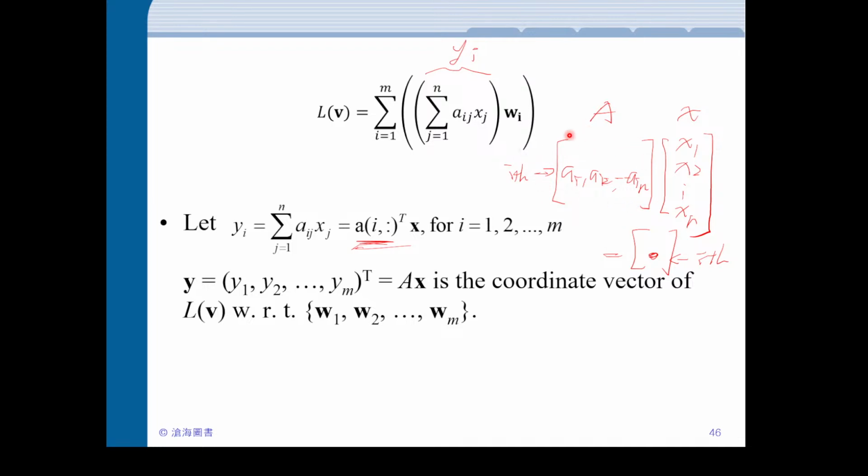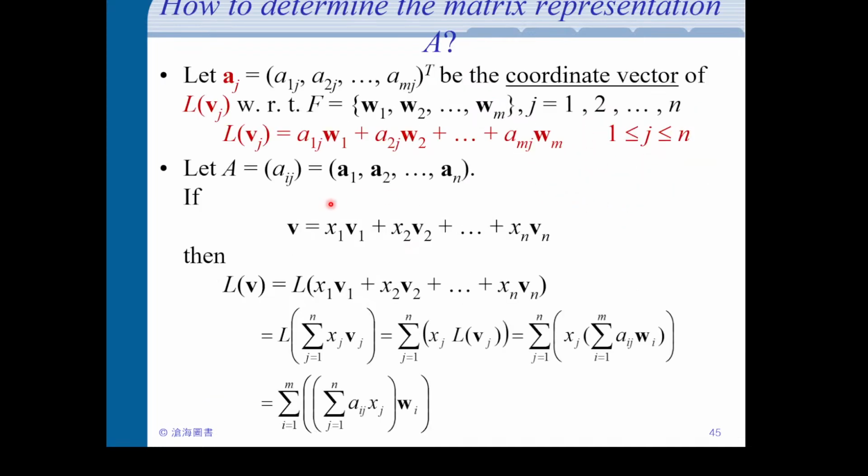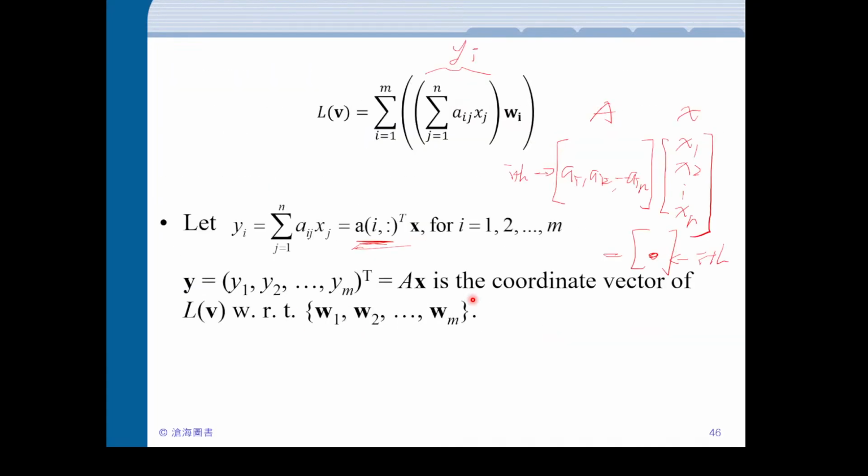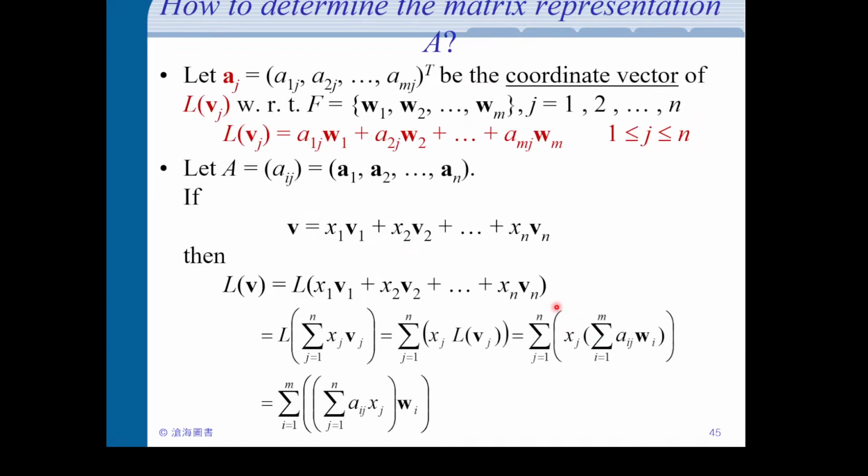So if you do this matrix multiplication with A equal to the A we defined, and X equal to this thing, then the resulting y vector will have its elements exactly equal to this thing here. So y equal to A times x actually works out for your L of v. And I guess that's kind of the proof that this works.